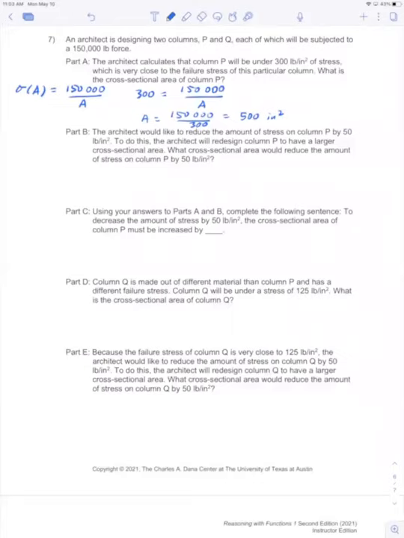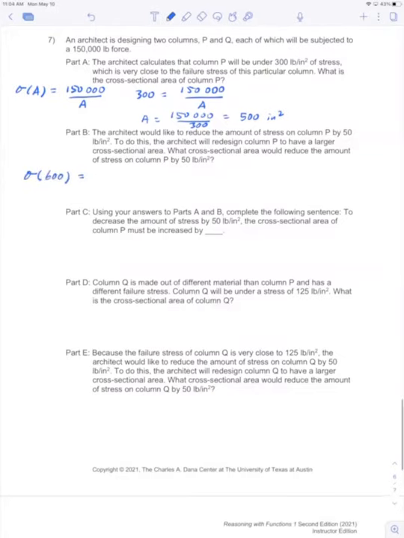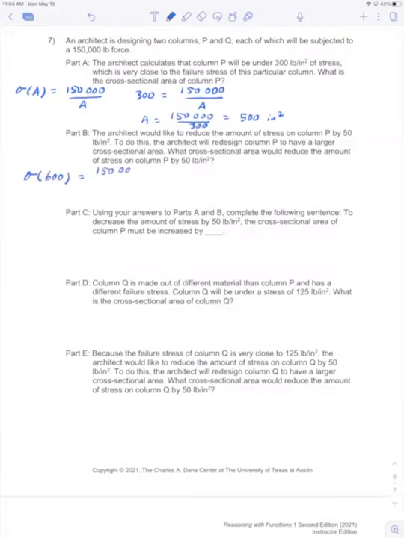Well, we could try different numbers for A. So what we could do is write sigma, and instead of A, just try some numbers. Now, if you try a few numbers, you may get a feel for this. And then the rest of this is the same. So anywhere you see the A, you put in 600, and this ends up being 250 pounds per square inch. And we know that 250 is less than 300 by 50. So it looks like this is the correct answer here. The 600 would reduce the number from 300 to 250.